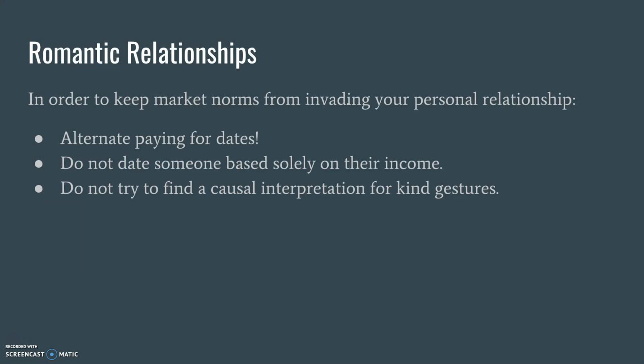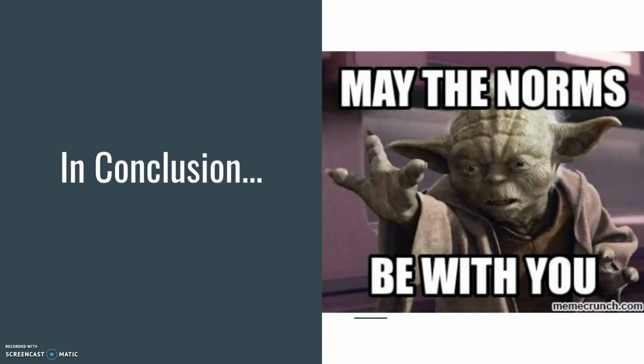Lastly, according to Daniel Kahneman, we are prone to seeking out causal interpretations and coherent narratives. If market norms are introduced into a romantic relationship, one might find an incorrect but coherent cause for that introduction, and that could feed into unhealthy assumptions in the relationship. That being said, it would be best to try not to find causal interpretations to kind gestures that involve money. Or, if you are the one giving the kind gestures, know how that can be interpreted and make it known that it is something that won't be done all the time.